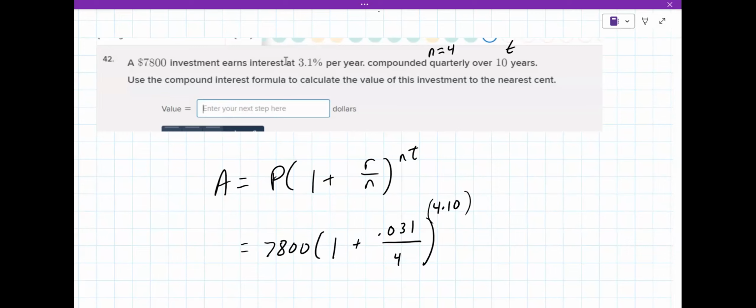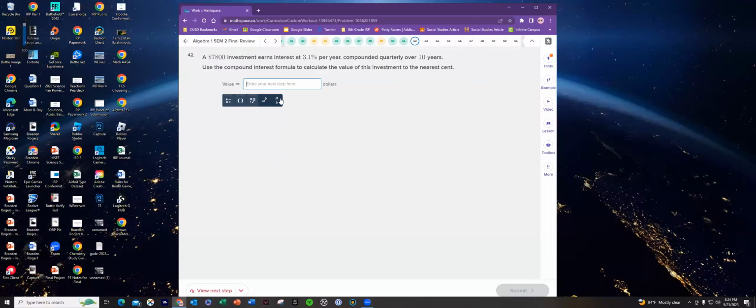1.00775 to the 40th. So then I got $10,622. So I got A equals $10,622.01. That's right. Now you'll have to reshare your screen whenever you're ready, but this formula applies to probably all the ones we're going to do. Let me write one more down. Oh, it's okay. I'll write it down if we need it.